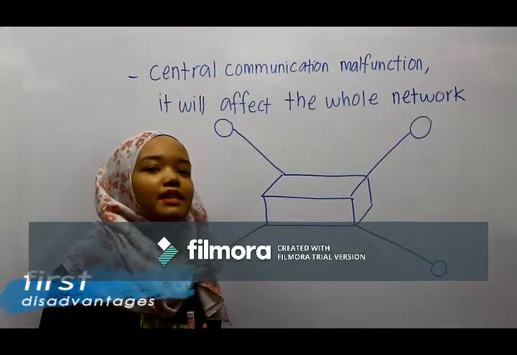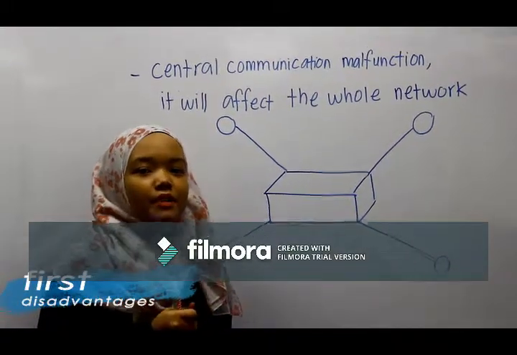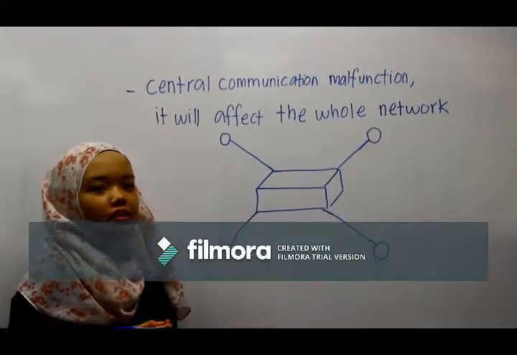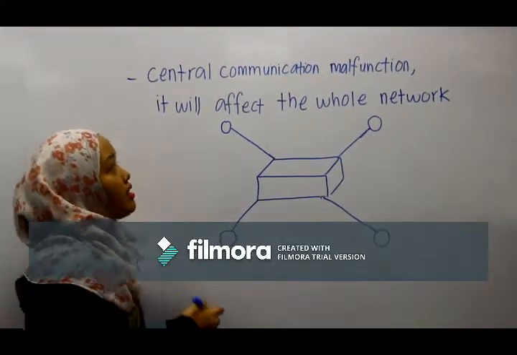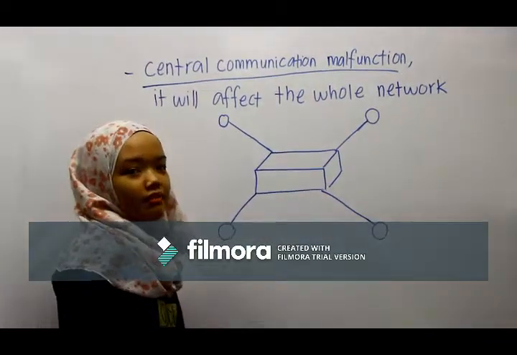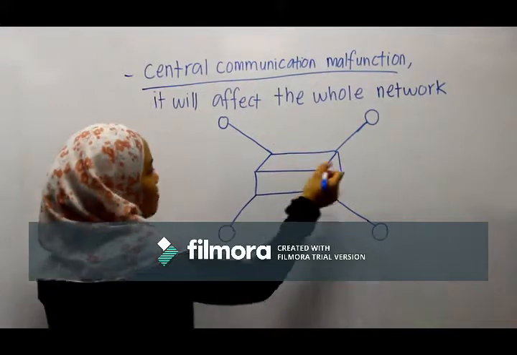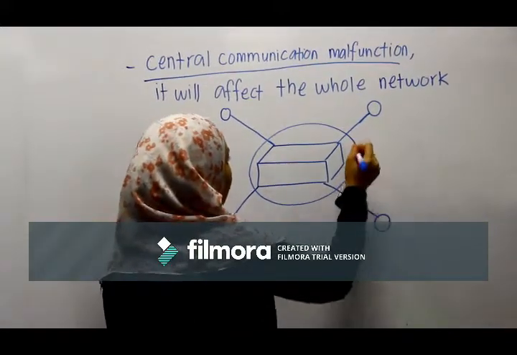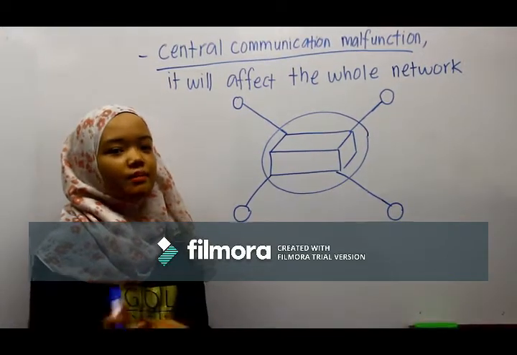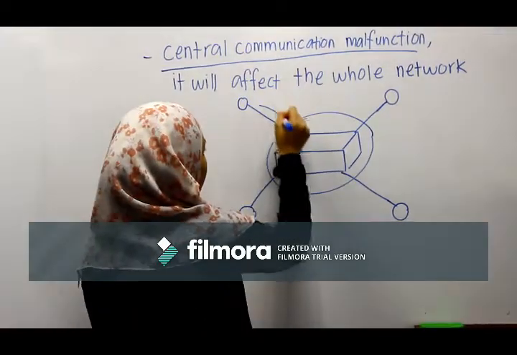I will now explain the disadvantages of this network based on what we have faced throughout the duration of using this network. First of all, the worst thing about this network is central communication malfunction. If the central communication, either the switch or hub, malfunctions, the whole network will fail. It is because the central communication is responsible for transmitting the data.